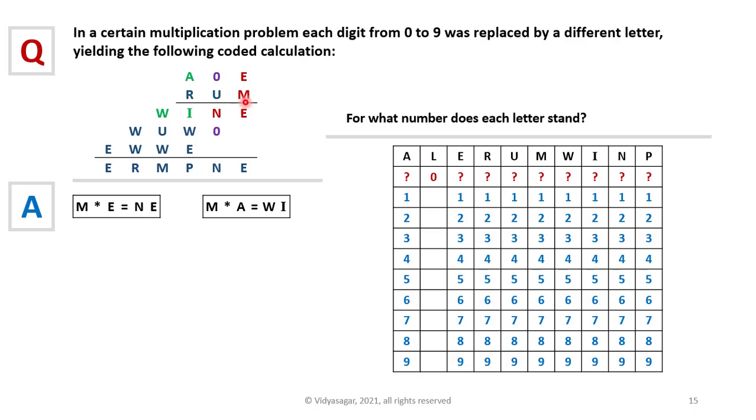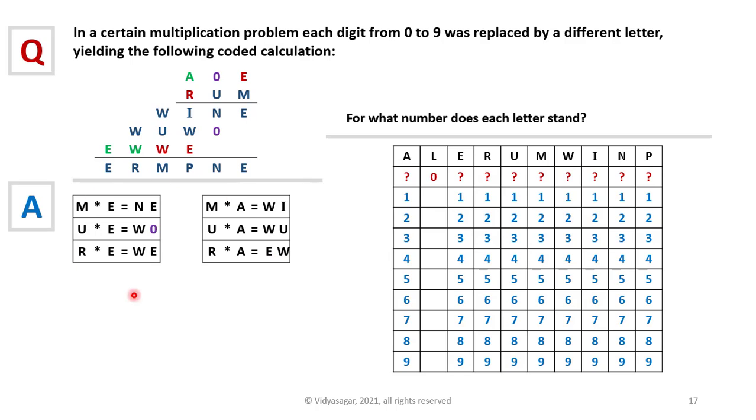When M is multiplied by E, N must have been the carry. M times 0 is 0. We add the carry N to 0 and write the result N below. No carry remains and hence M times A is WI. Similarly, the other equations are also true.